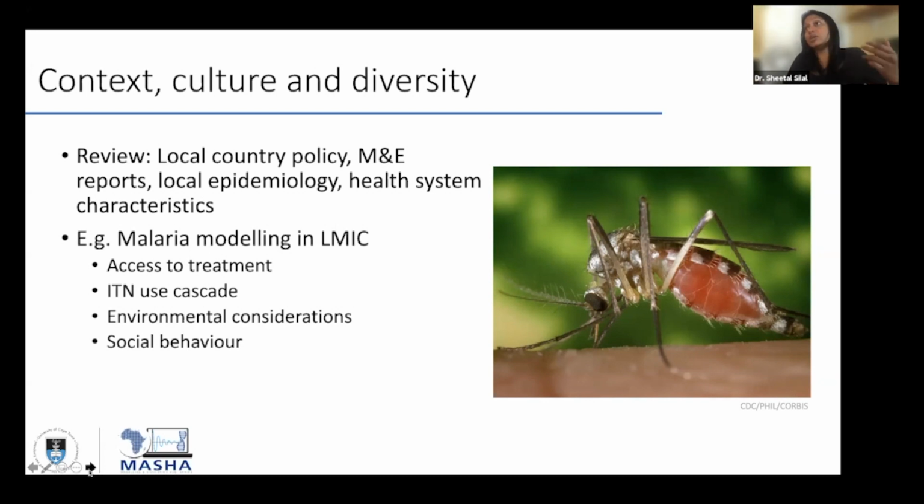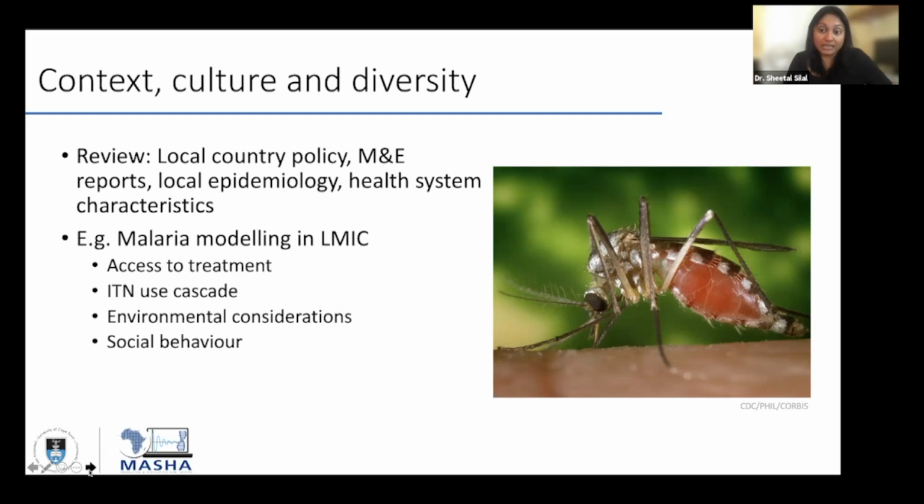Similarly, with the use of insecticide-treated nets, it is not enough to consider that so many nets have been purchased and therefore distributed. What about nets that are actually used? How many people are sleeping under nets? What is the attitude towards net usage in some places? So, for example, I've worked in countries where people are amenable and accepting of the use of nets and sleep under nets on a daily basis.